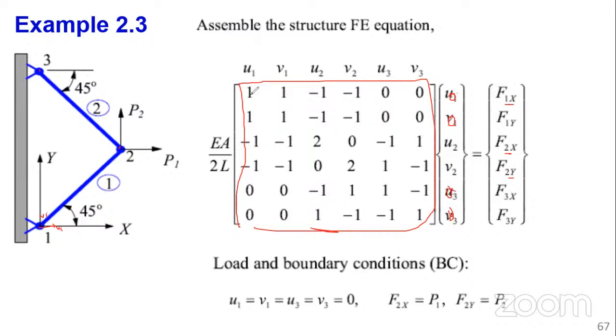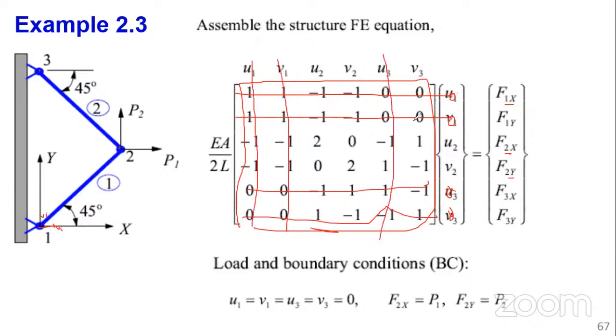You can remove the rows and the columns associated with 0 degrees of freedom. So you can remove the first row, second row, 5th row, 6th row. In a similar manner, you can remove the first column, second column, 5th column, 6th column. What are you left with here? Some very simple thing. This one, this one.